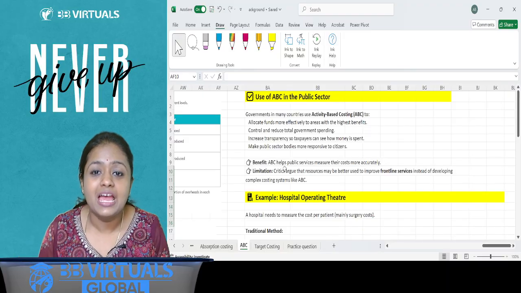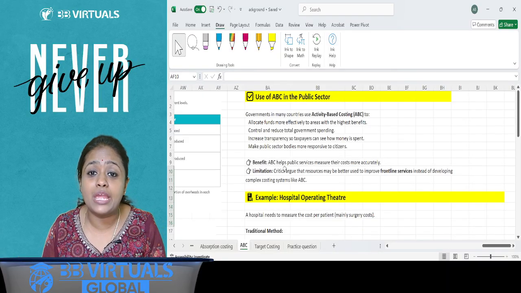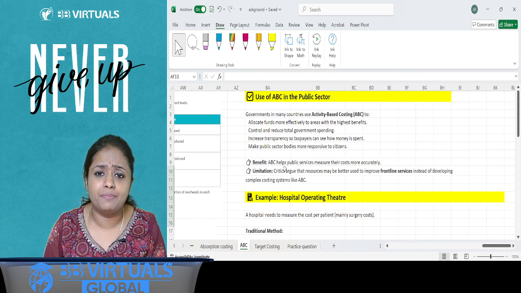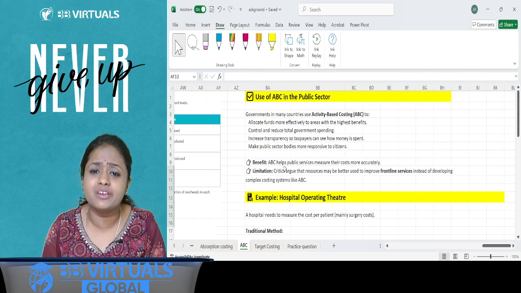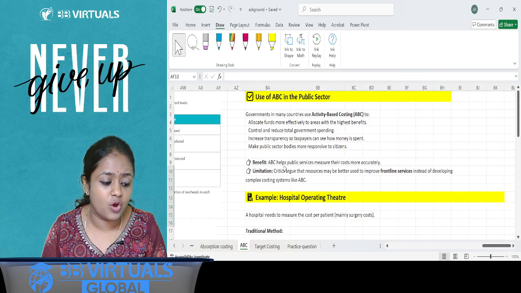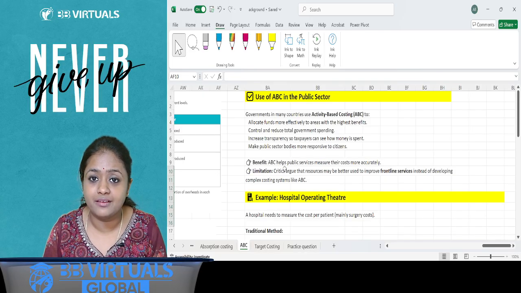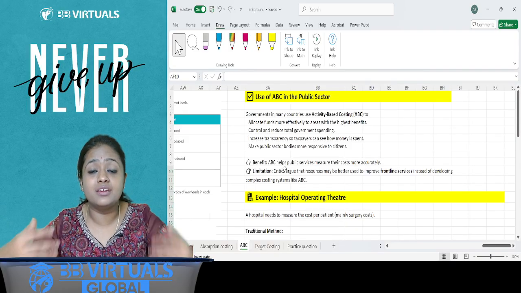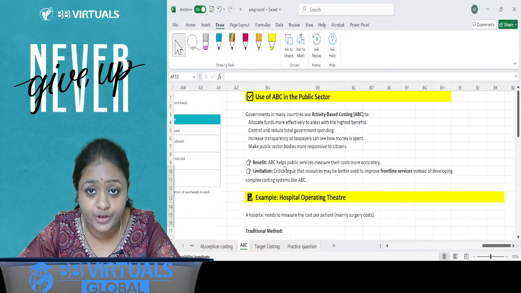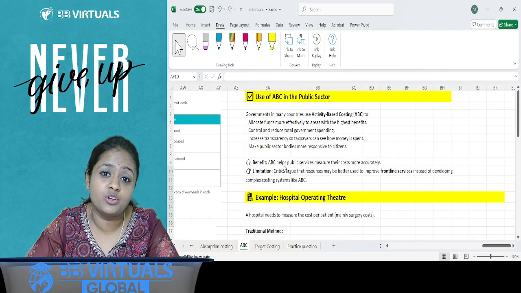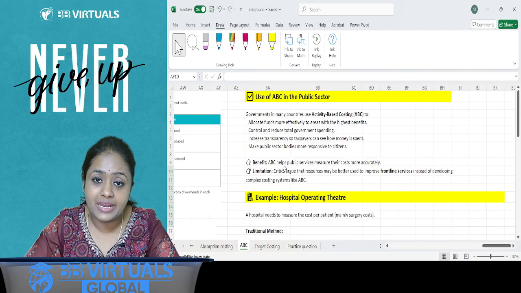Now quickly, what is the use of ABC in the public sector? Can we apply ABC in the public sector? The most crucial point. Or in a service industry? Or can we apply it in a not-for-profit organization as well? So let's see the answer. Here I'm talking about the public sector first, in relation to a not-for-profit organization. So can I apply ABC over there?